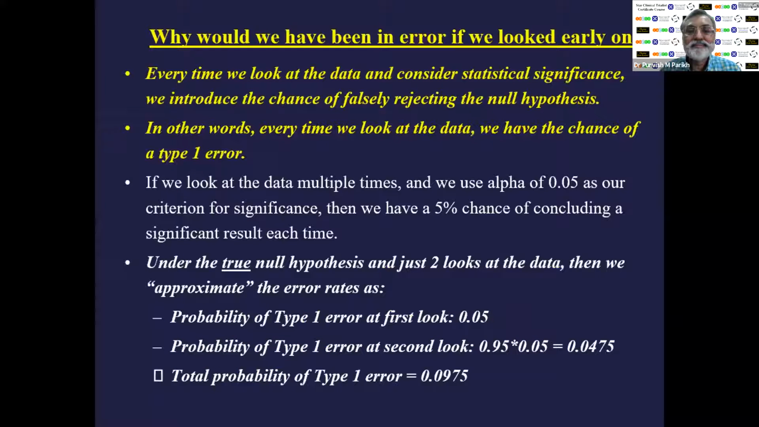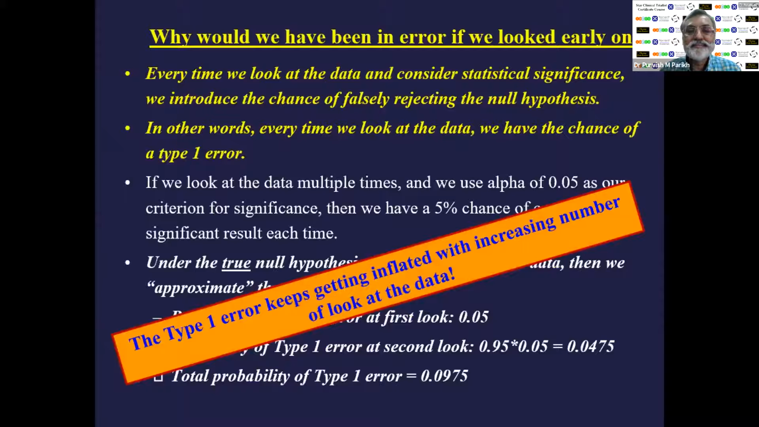Well, every time we look at the data and consider a test of significance, we introduce the chance of falsely rejecting the null hypothesis. In other words, every time we look at the data, for example, at the 0.05 alpha level, we introduce the chance of a type 1 error. And when we do it several times, the type 1 error accumulates. So without going into the mathematical construct of why type 1 error accumulates because of the paucity of time, let me say that the more looks we have at the data, the type 1 error keeps getting inflated, and therefore one cannot simply go on analyzing the data again and again.